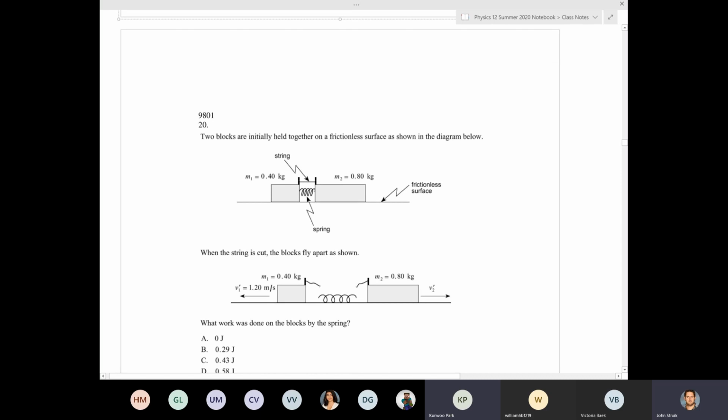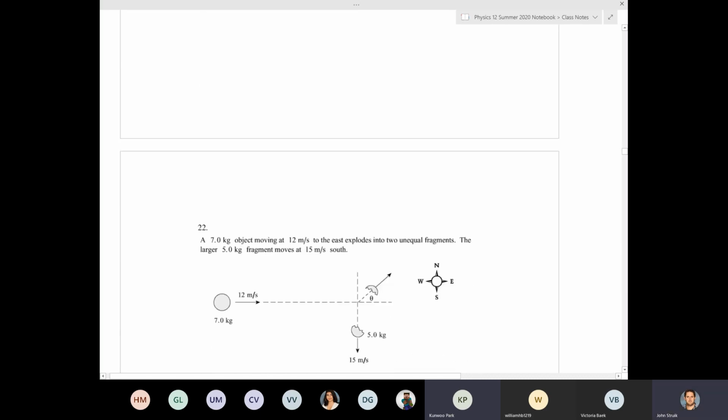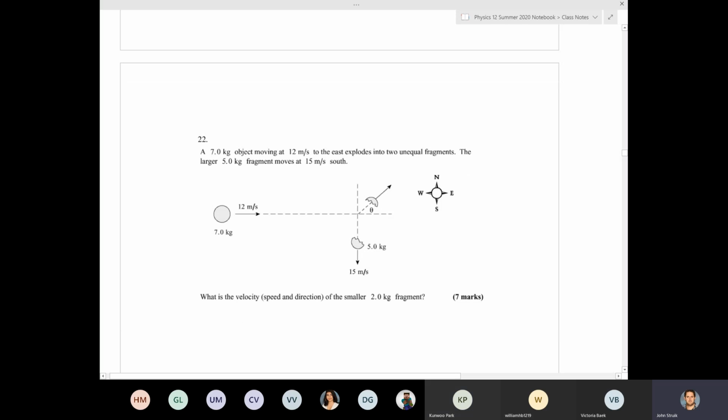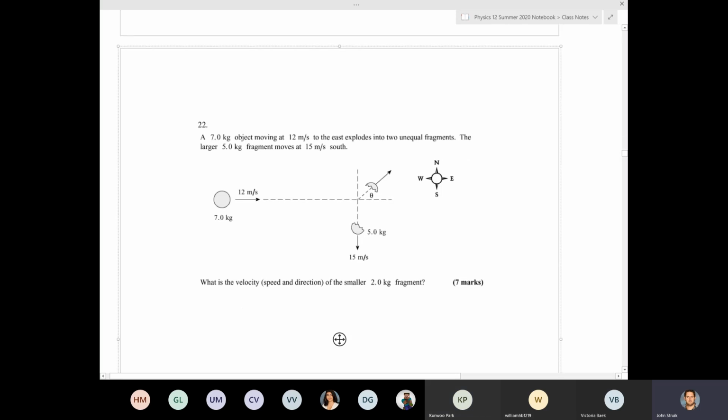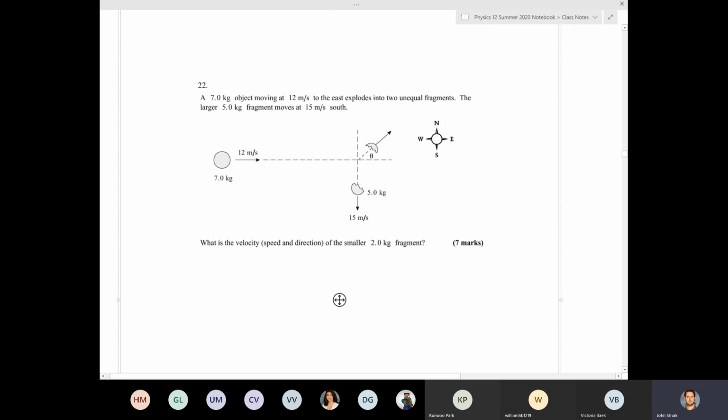Can you go over number 22? Yeah, 22. Suppose it breaks into two unequal fragments. The larger moves at 50 meters a second south. What is the velocity, the speed, of the smaller one?